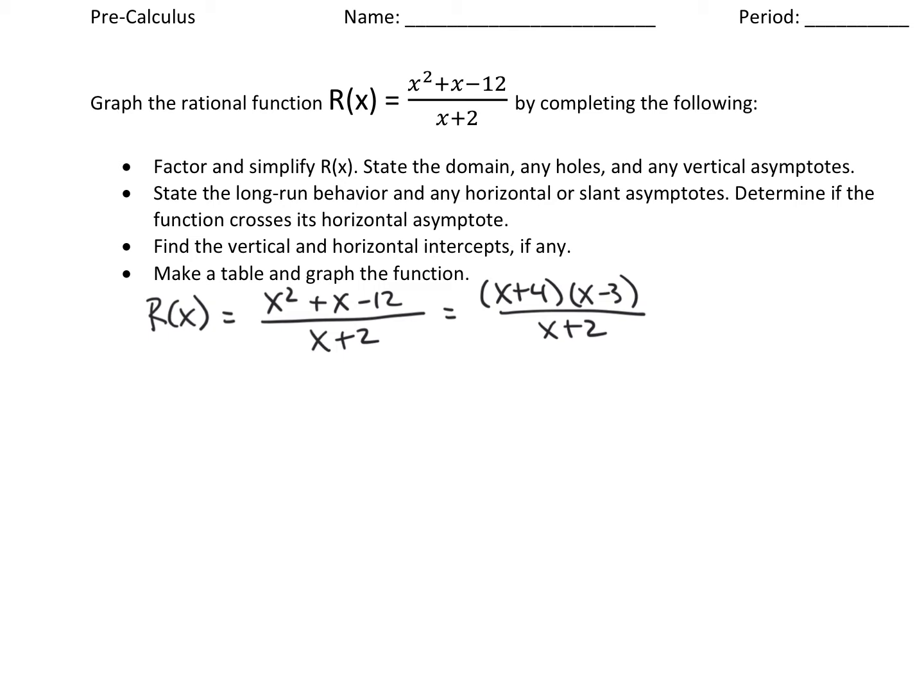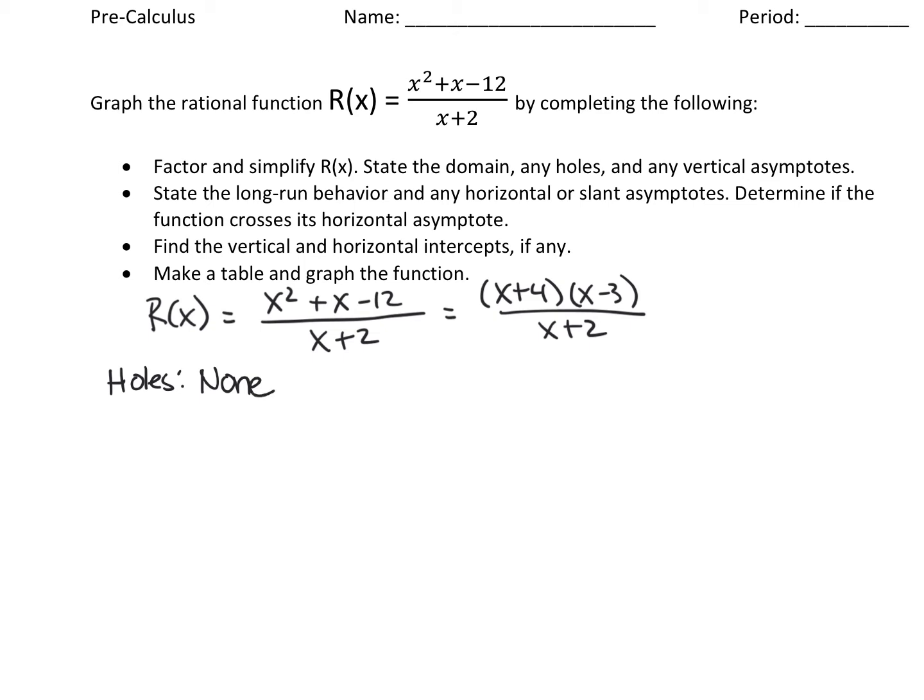I notice that nothing cancels out, which is fantastic for us, because when we are finding our domain, holes, and vertical asymptotes, I know that the answer to are there any holes is the same answer to the question, does anything cancel? In this case, since nothing cancels out, we're not going to have any holes, and I love that. So let's make a marking of that. There will be no holes, or none.